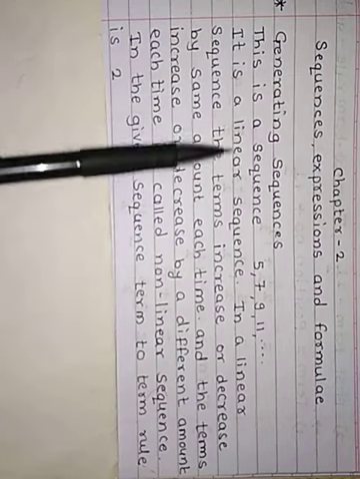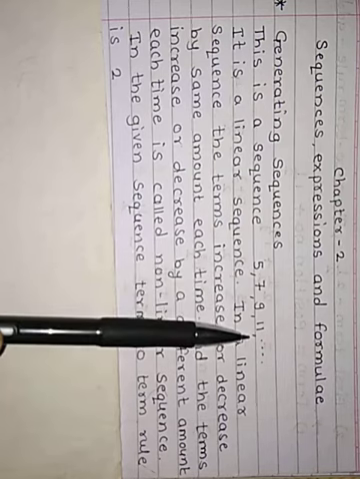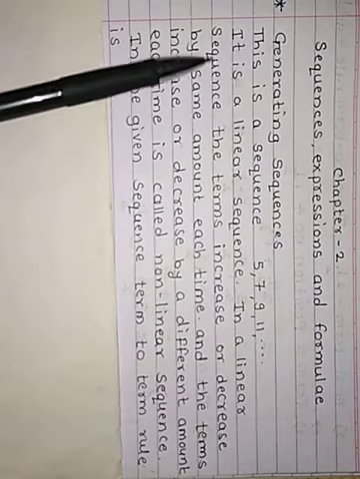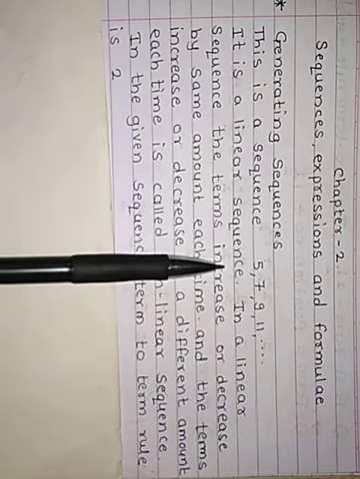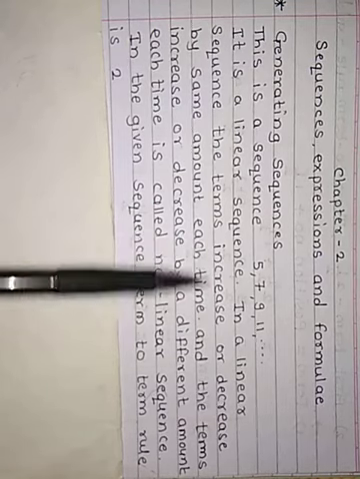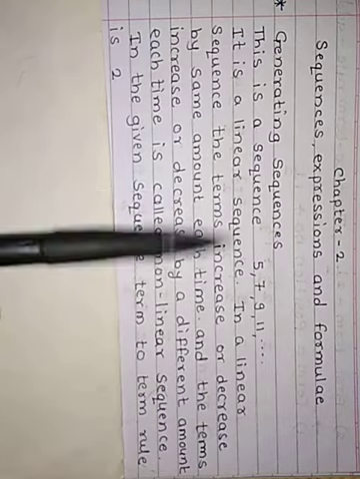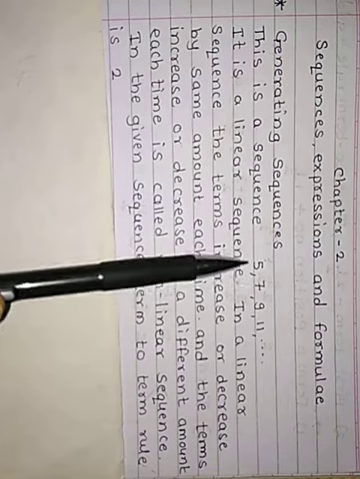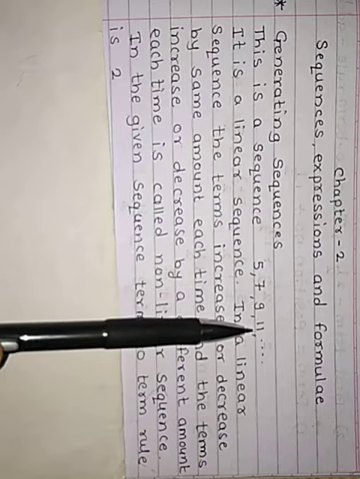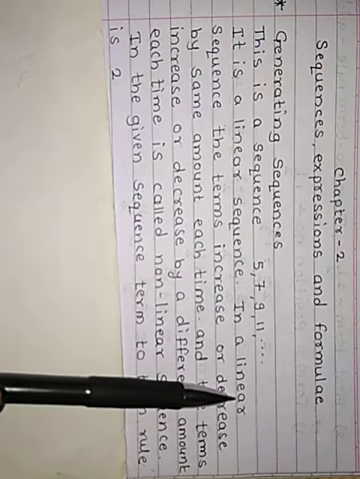here we have a given sequence, that is 5, 7, 9, 11 and so on. Okay, it is a linear sequence. How is it a linear sequence? See here, in a linear sequence the terms increase or decrease by the same amount. Okay, see here, what is the difference between the first two terms? 5 and 7, it is 2. 7 and 9, it is 2. 9 and 11, it is 2. Okay, so it is a linear sequence.